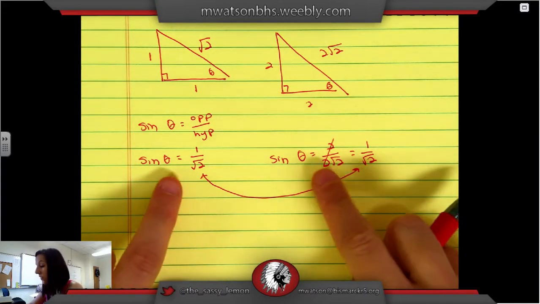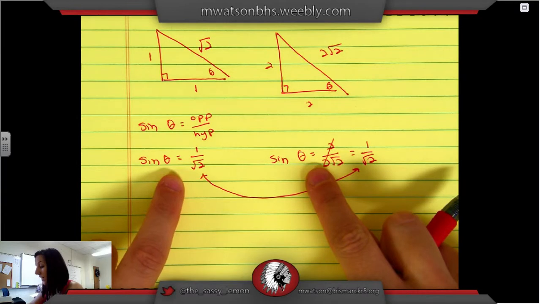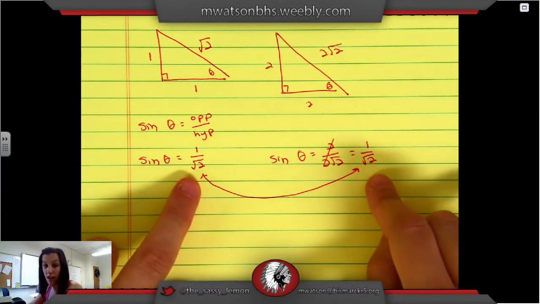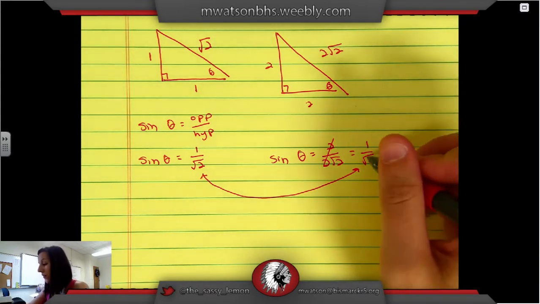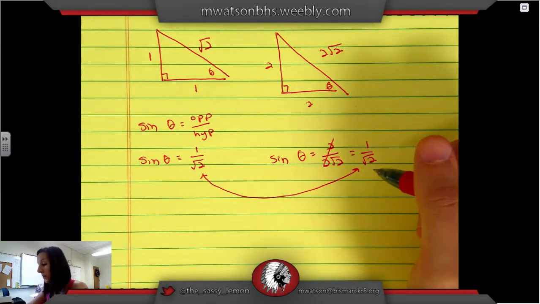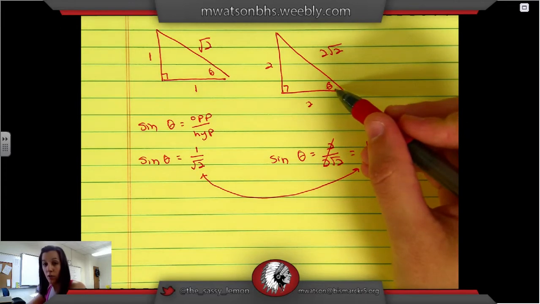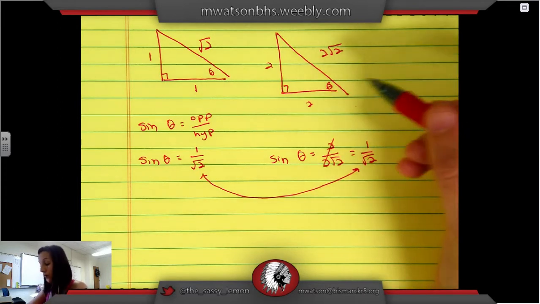So the angle doesn't change, and neither does the trig ratio of that angle, no matter how big your triangle is. So I just want you to keep that in mind whenever you're working with triangles. If you have a ratio like this, 1 over the square root of 2, then you'll automatically know that your angle measure is 45 degrees.